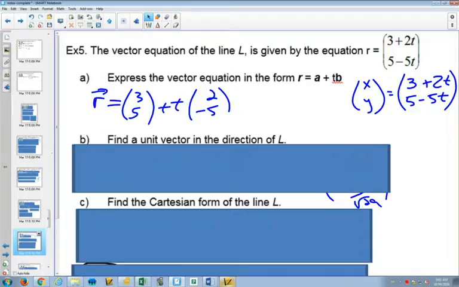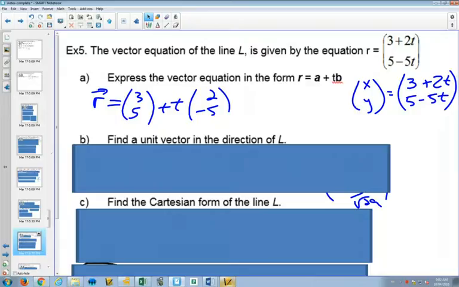And now we can review some stuff. What is a unit vector? A unit vector has a length of 1. That was one of the first vector lessons that we did. So if we want to find a unit vector, we need to find out how long a vector is, and then divide by that to make it a length of 1.